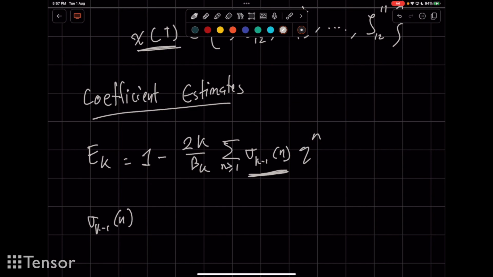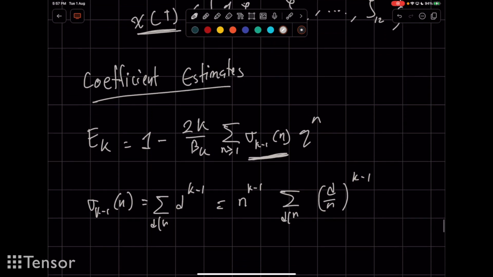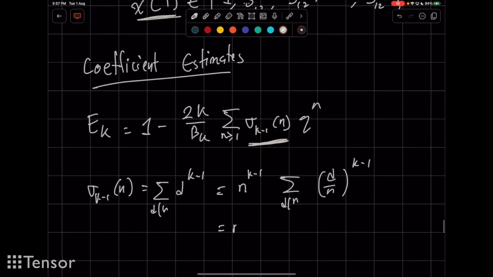Let us try to see how this function grows. So what is the definition of it? It's the sum of d to the k minus 1 over all the divisors of n, right? So we can take n to the k minus 1 in front and get the sum over d dividing n of d over n to the power k minus 1, right? So this is n to the k minus 1 times the sum over d dividing n of 1 over d to the k minus 1.